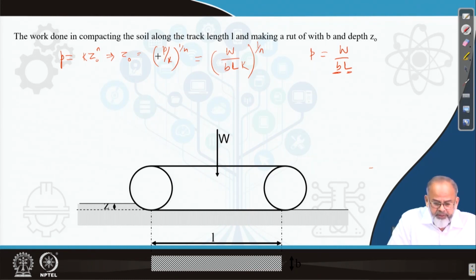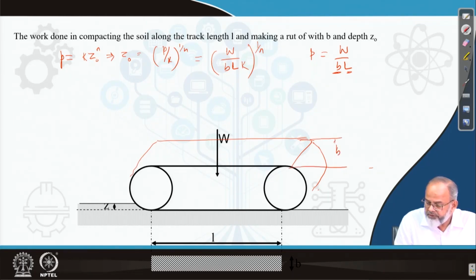Now, the work which is done in compacting the soil along the track length L, and it will make a rut of width B, because track width is B. So it will make a rut in the bottom surface when it is in contact with the soil. So that area is equal to B into L. Now what will be the work done in making a rut of depth z0?